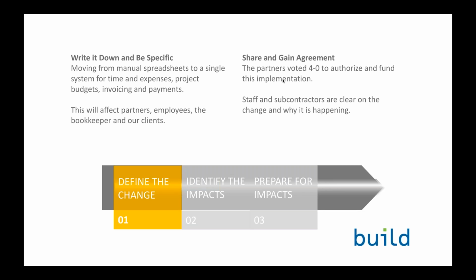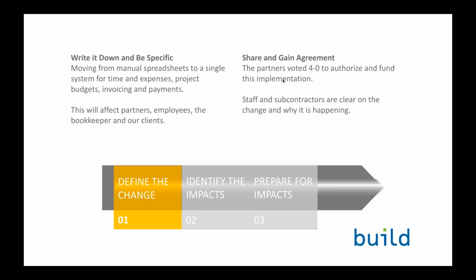So our first step would be to define that change. And you can see that I've written it down and been at least a little bit specific. If this was the real document where we were putting this together, there'd be more detail in here. I didn't want to overwhelm you with it, but really being as specific about the change as you can is important. Basically, the change that's happening is we're replacing those spreadsheets, implementing a new time, expense, and invoicing system. And it's going to affect those groups that you see there.